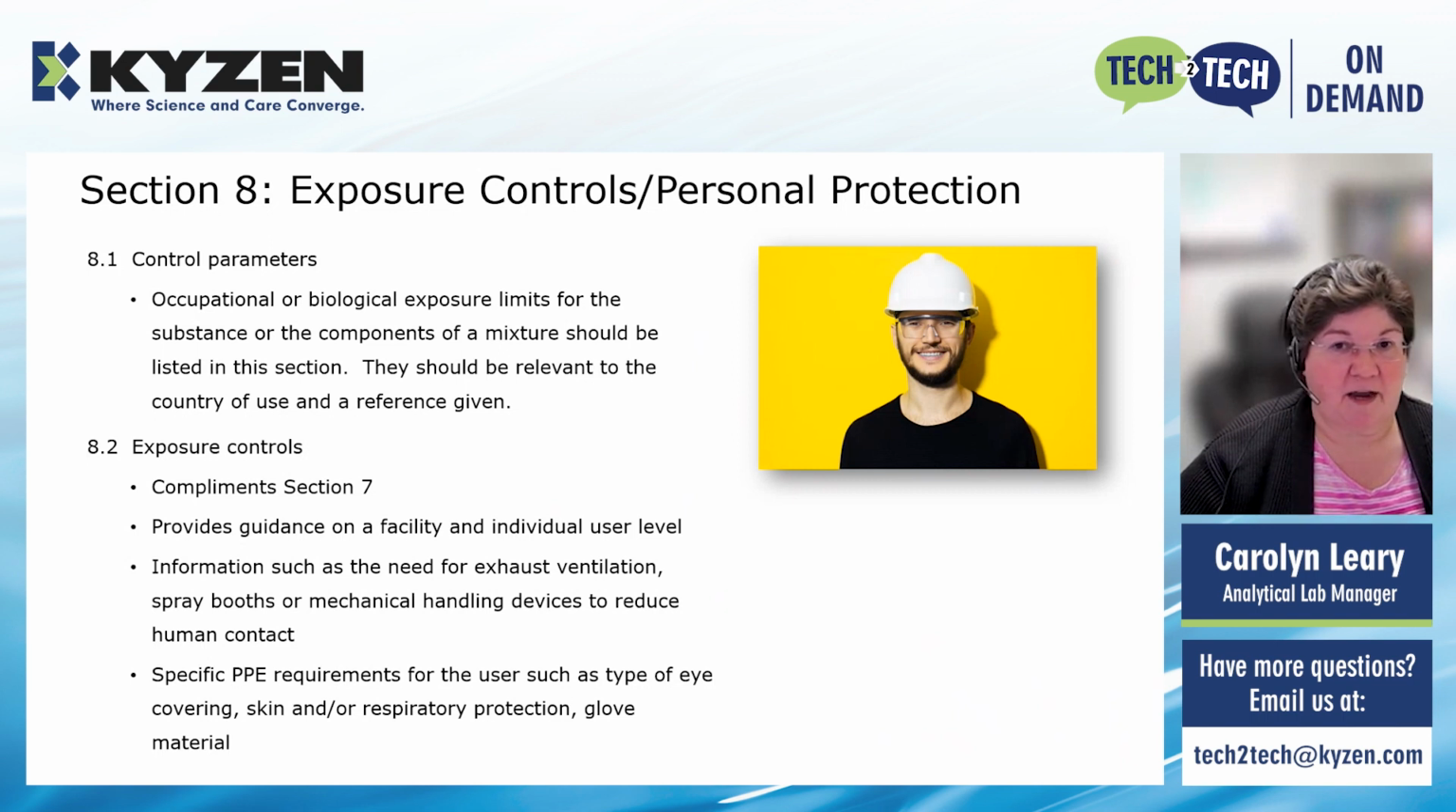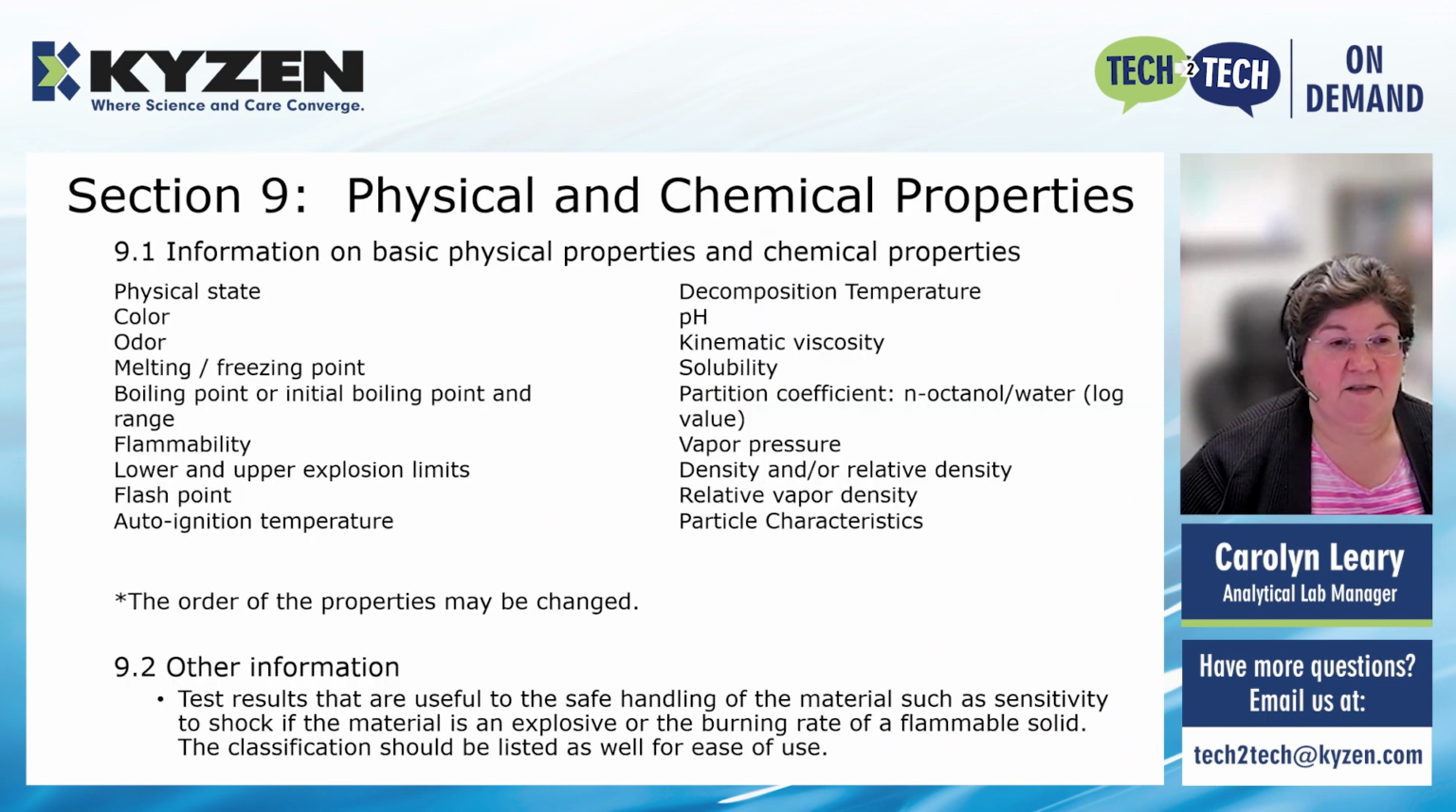Do we need special eye gear? Are skin coverings, clothing, special glove material recommendations will be found here as well. And section 9 are the physical and chemical properties. Now there's a lot of properties here. The GHS guideline has selected 18 as the minimum that need to be listed in section 9.